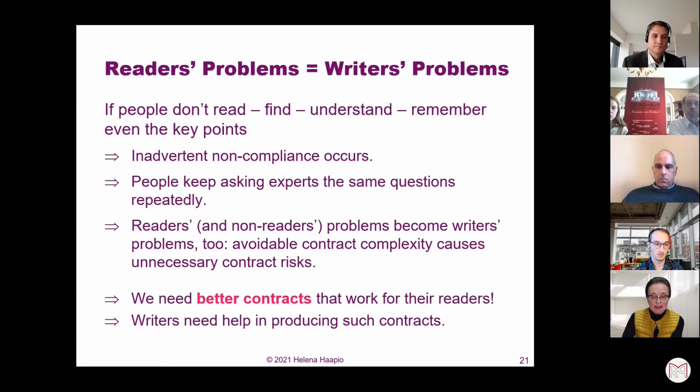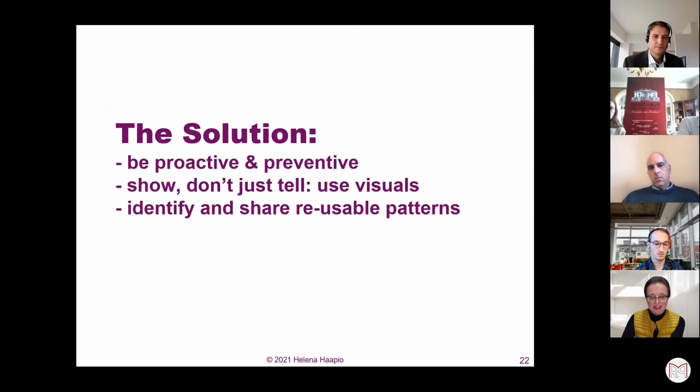And contract complexity is a major cause of risk, even though we want it to be really contracts that guard us against risks. So we need better contracts, contracts that work for the readers and users. And we as writers need help in producing such contracts. And now we get to the solution. We want to be proactive and preventive. Proactive law, preventive law, that's a topic for another session. We want to use design. Designers know that it's good to show, not just tell.